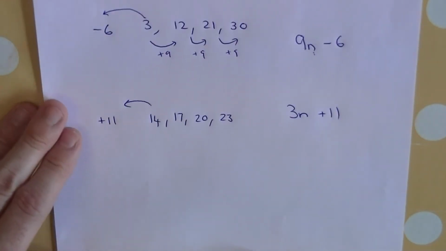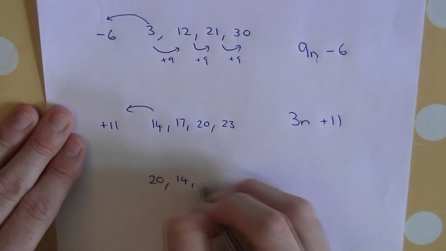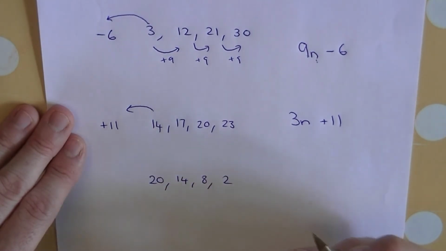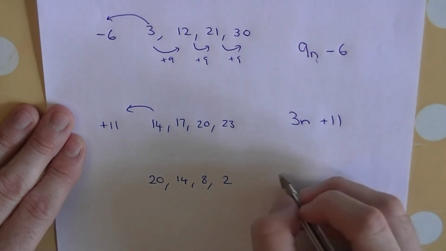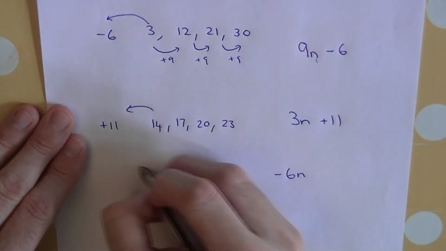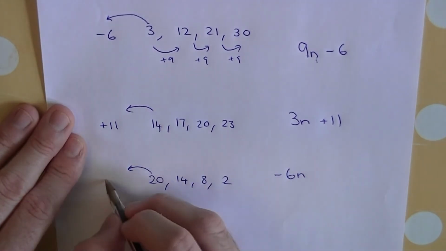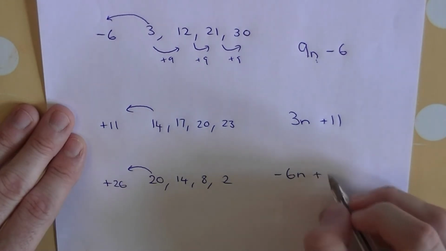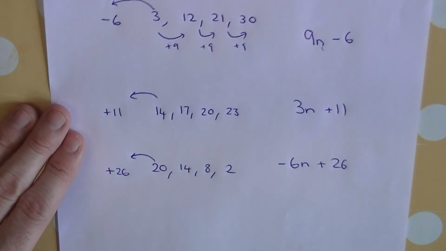Final example on this, okay, so maybe coming down: 20, 14, 8, 2, coming down in 6s, so minus 6, minus 6, minus 6, so it's minus 6n. And that number there, well, I'm going in the other direction, so if I add on 6, that would be 26. Okay, so they are linear sequences going up by the same amount each time, or down by the same amount each time, and that's how you find the nth term.